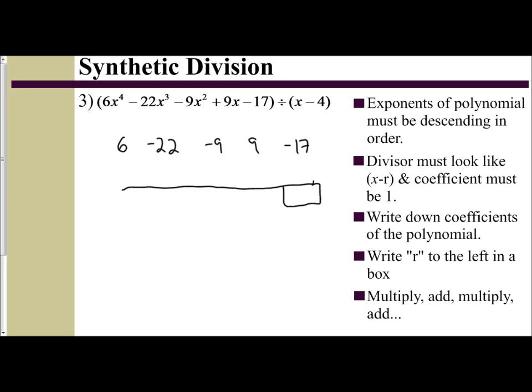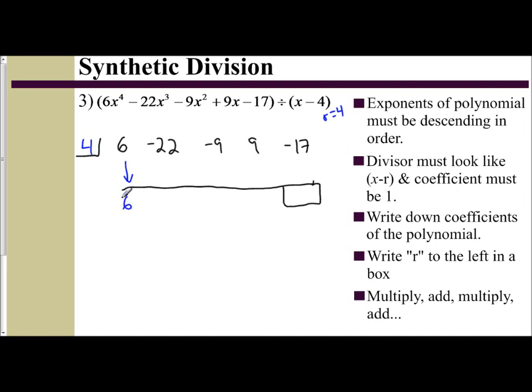And now I need to look at what my R value is and put it in this little corner box. X minus 4, so it's the opposite of what I see, so my R value is a positive 4. Put it in the box, and now I can do synthetic division. You drop the first term.